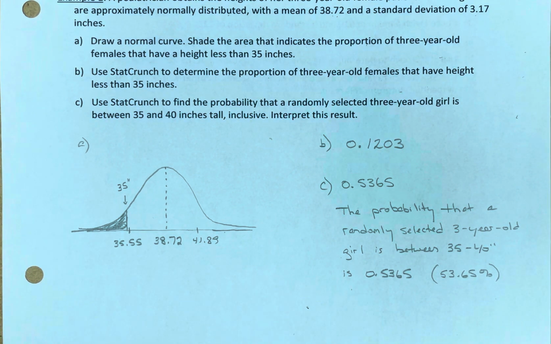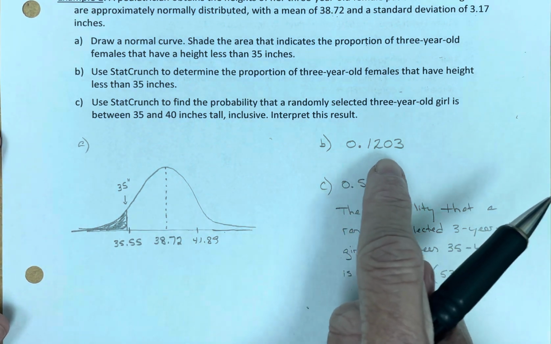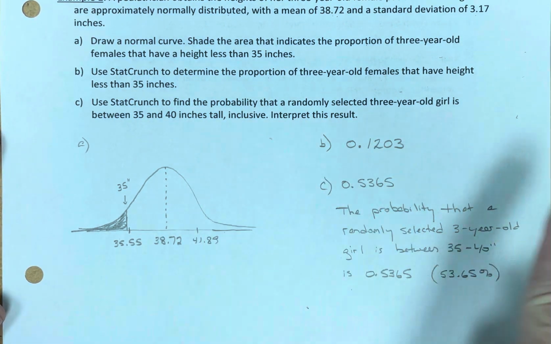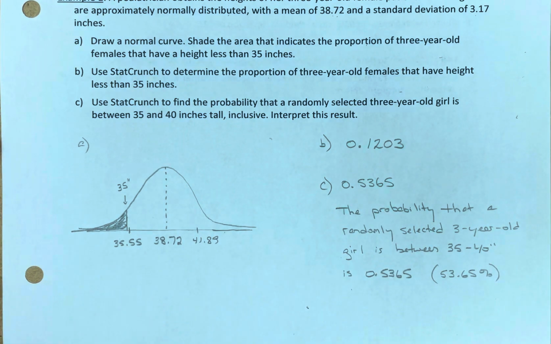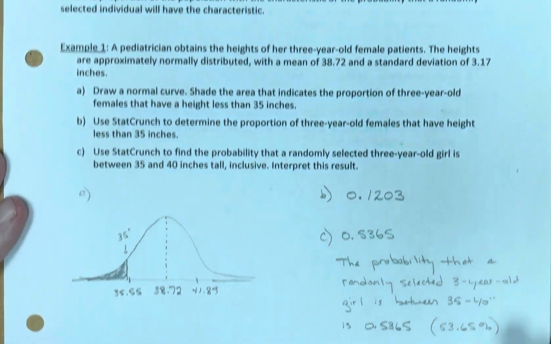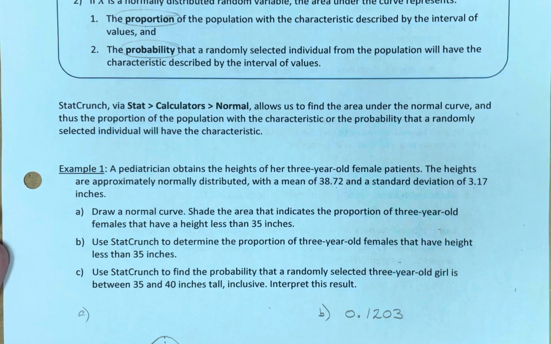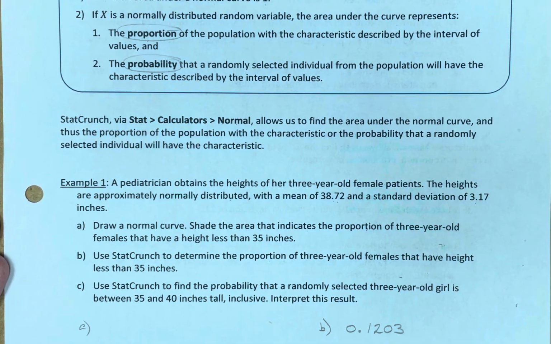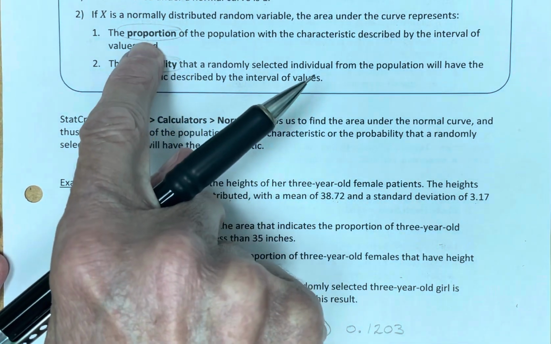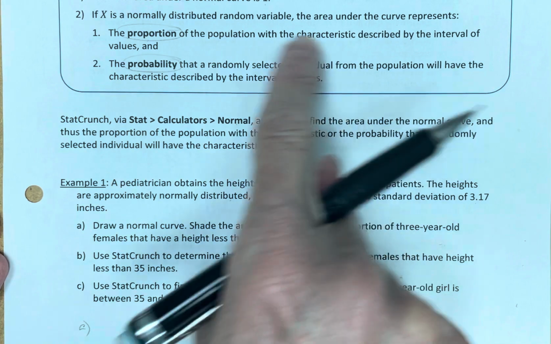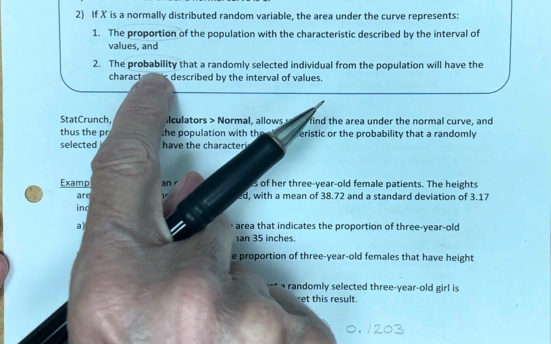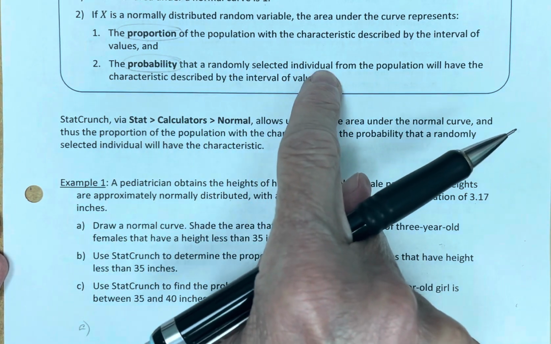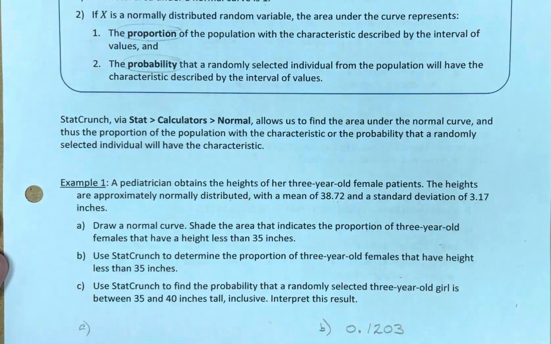So StatCrunch does a lot of neat things for you. It shows us the picture. It also gives us the results either above or below, as well as in between. And as a reminder, that area under the curve is always giving us the proportion of the population with those characteristics, and the probability that a randomly selected individual from the population has those characteristics.